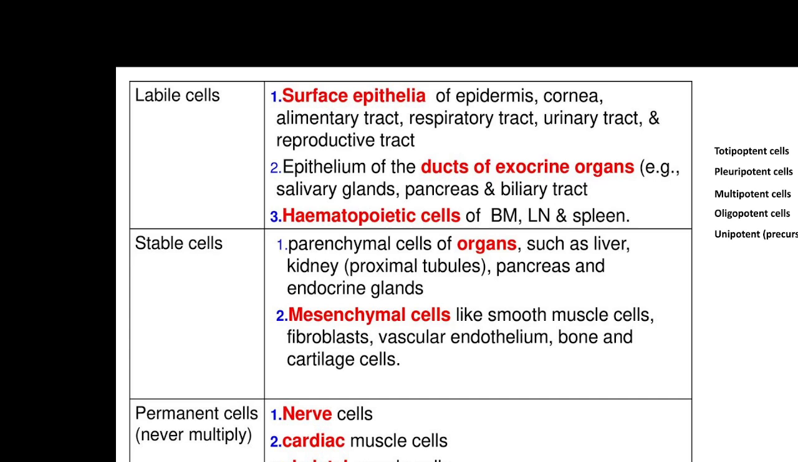Another type of cells is what we call stable cells. Stable cells include the parenchymal cells of organs like liver, kidney, pancreas, or the mesenchymal cells like muscle cells, fibroblasts, etc. What I mean by stable cells is, to take the example of the liver: the liver grows rapidly at the pediatric age, but once it achieves a moderate, average size, there will be no multiplication. But suppose you remove a portion of the liver, as in liver transplantation, where a portion of the donor liver may be removed.